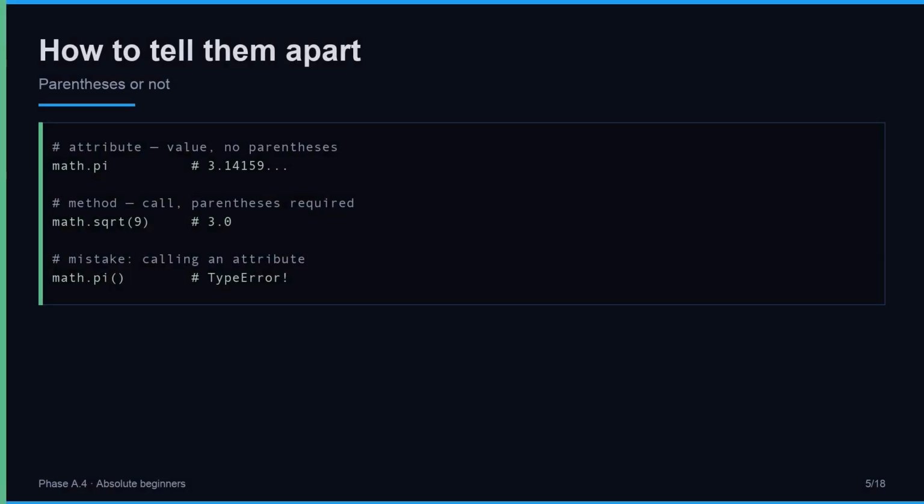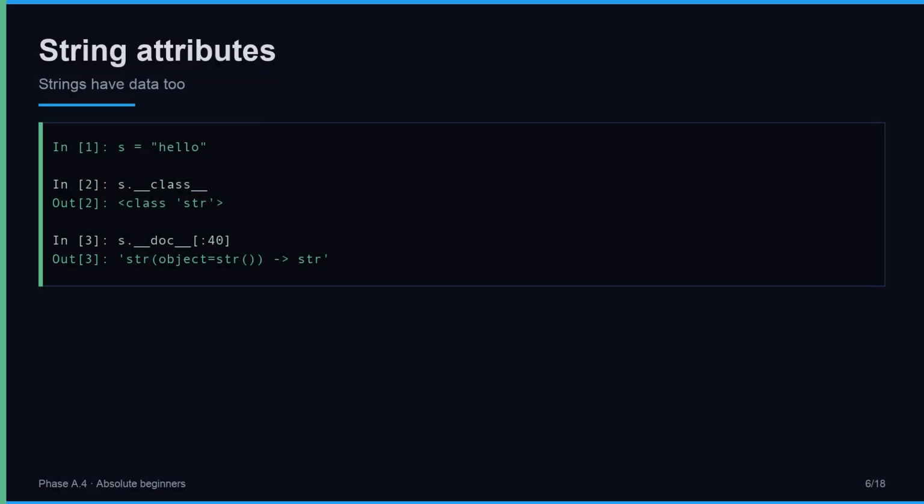Here is the simple rule. If there are parentheses, it is a method, you are calling it. If there are no parentheses, it is an attribute, you are reading a value. math.pi, no parentheses, attribute. math.sqrt of 9, parentheses, method. If you ever see TypeError: 'float' object is not callable, you probably added parentheses to an attribute. Remove them. Parentheses decide.